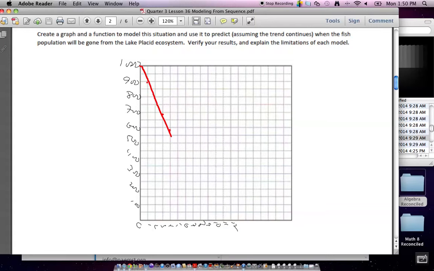And if I draw my graph, I end up just shy of 10 years. So it looks to me like on year 10, we run out of fish. Okay? All right, everybody, that was the last question of the day. So now you can just proceed forward and get that homework done.